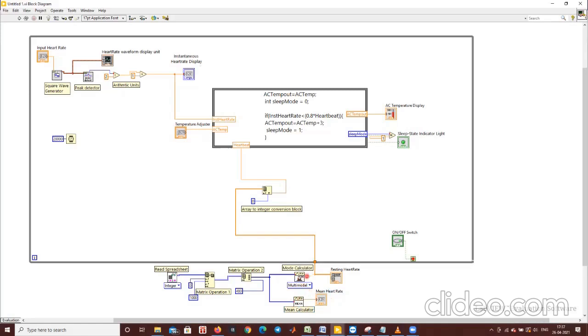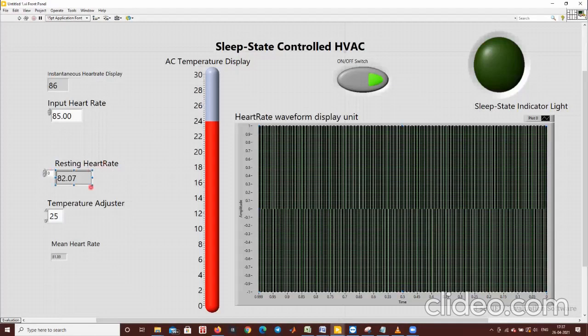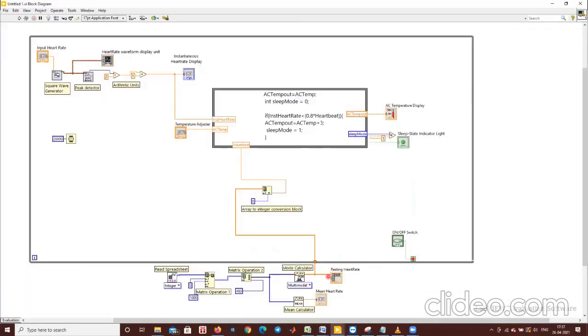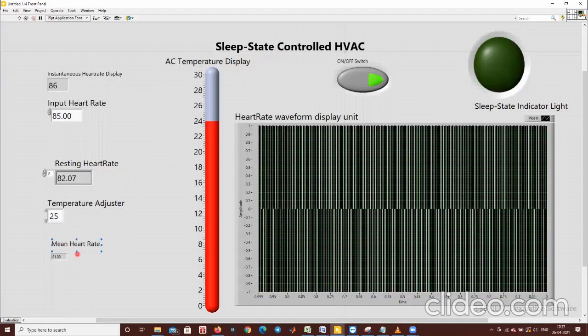So this mode of this data is fed into the resting heart rate display. So this resting heart rate display that is here is from here. Okay, from here, resting heart rate display, and this mean heart rate display is this mean heart rate display.